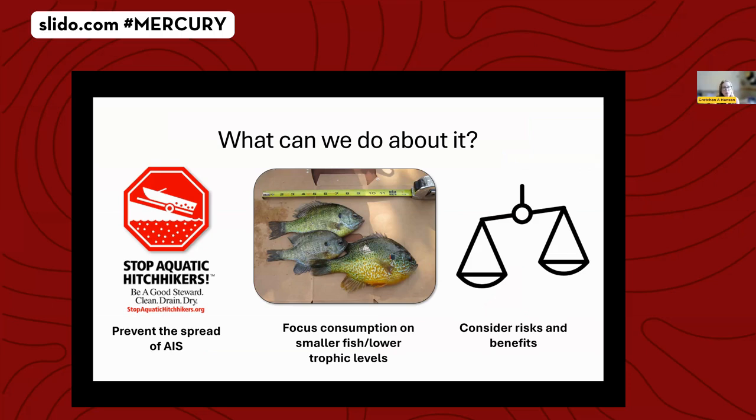That leads to the question: what can we do about it if a person is concerned about mercury and the impacts of zebra mussels on mercury in fish? Of course, any conversation about impacts of AIS should always lead to the idea that the best thing we can do is prevent the spread. That is the most effective way to avoid these impacts, by following recommendations and laws to clean, drain, and dry and avoid spreading them to any other lakes. In places where zebra mussels do exist and we might be concerned about mercury consumption, it is possible to focus the consumption on smaller fish or lower trophic levels to reduce the amount of mercury consumed, while considering the risks and benefits to those approaches.